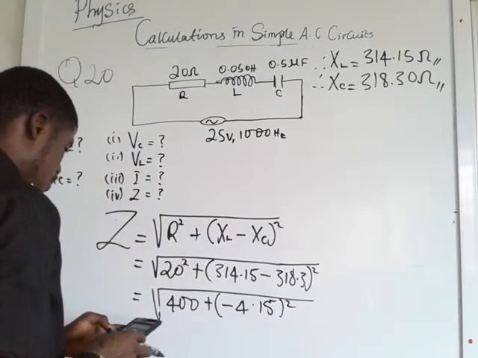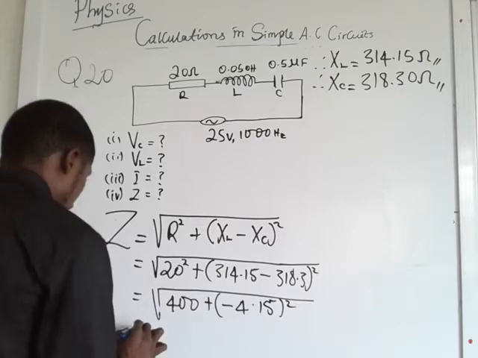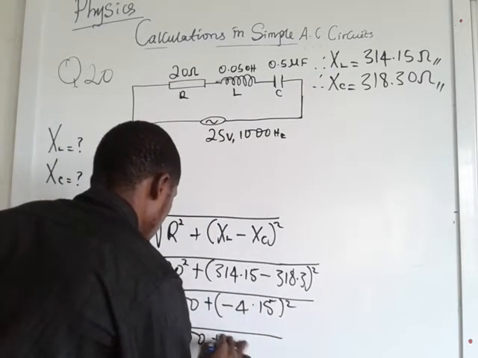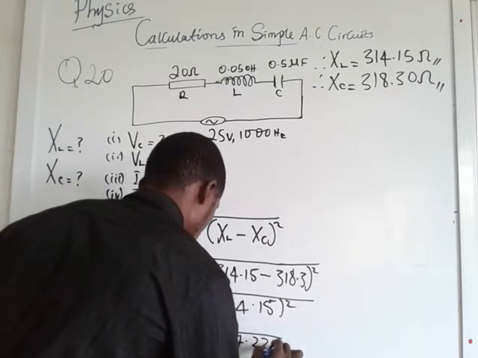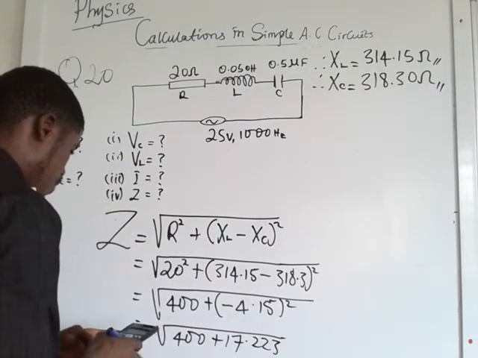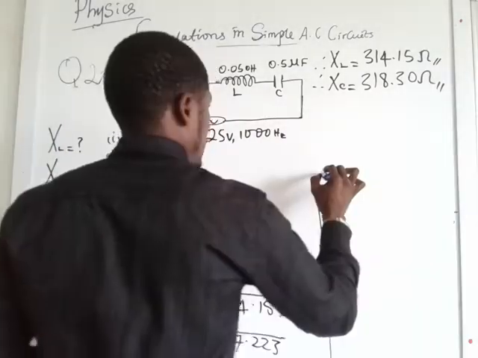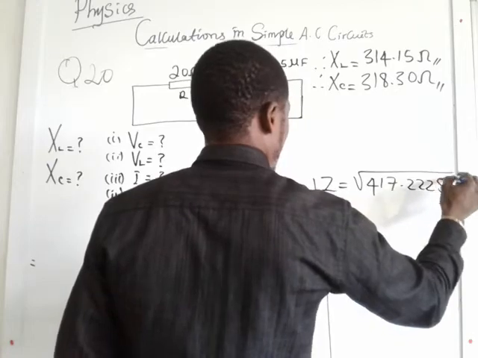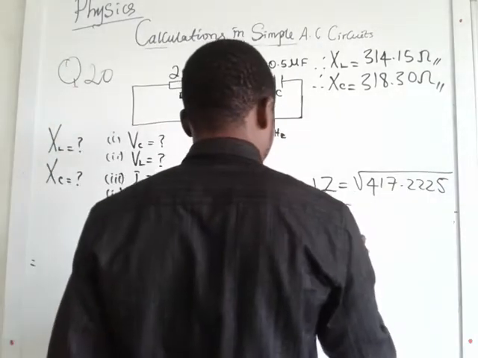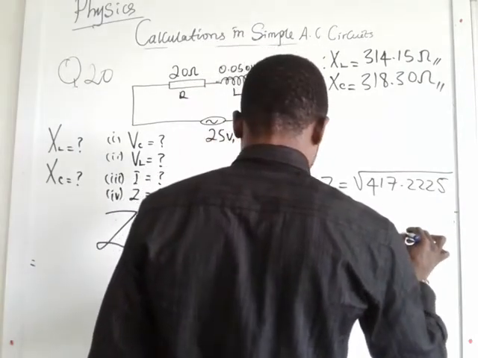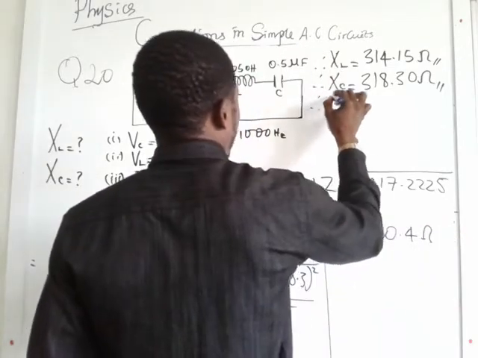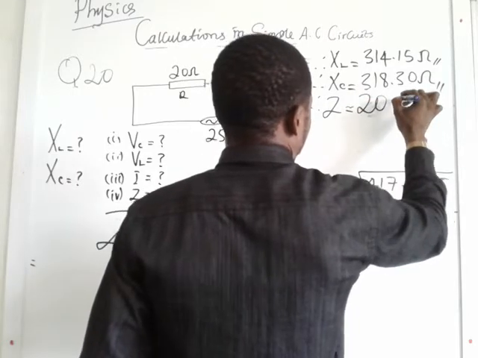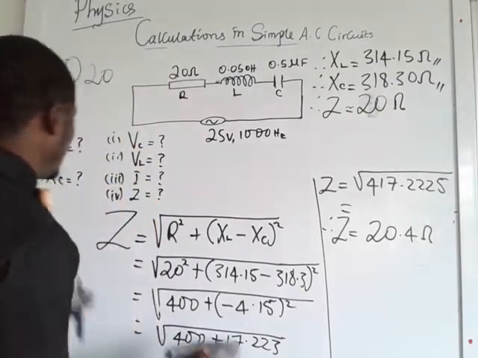We're having minus 4.15 all squared. So that's minus 4.1 squared, which will give you 17.223. So 400 plus that, we're having Z is equal to the root of 417.2225. So the root of that, therefore, your Z is equal to 20.4 ohm. So right up here, Z is approximately 20 ohm. Z is 20 ohm, so we can go ahead to find the current in the circuit right now.